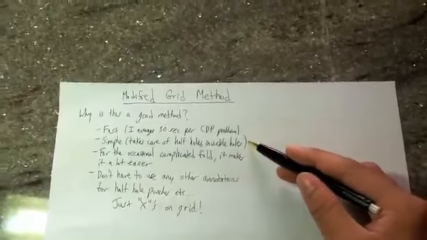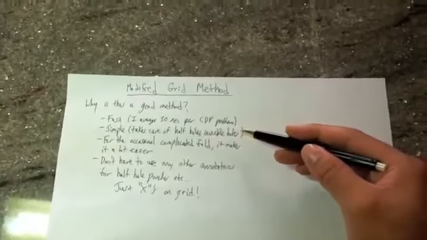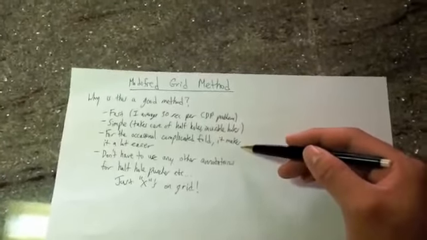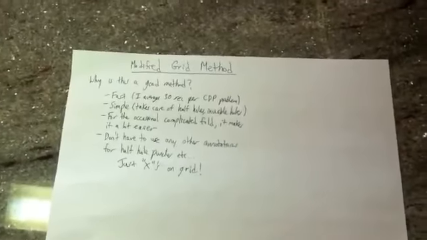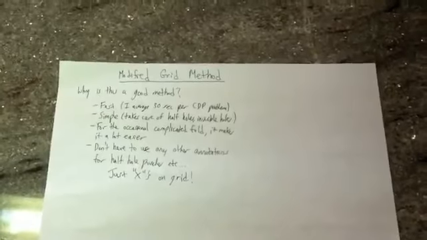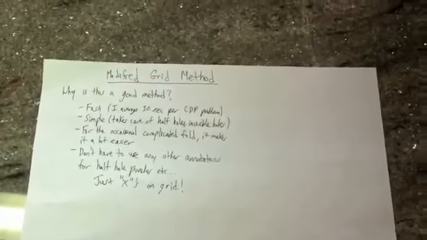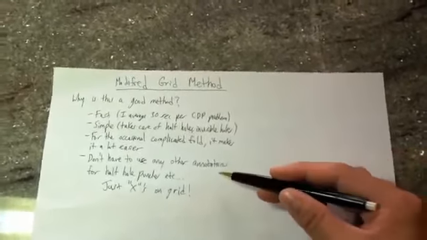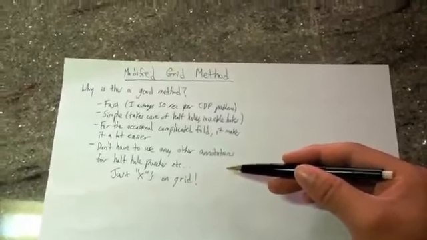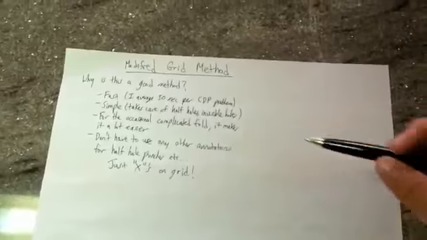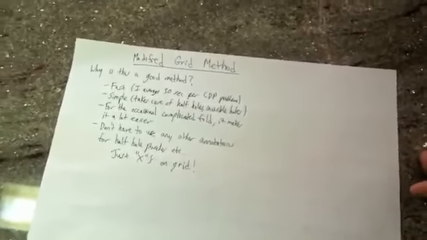Okay, this method is simple. It takes care of the half holes, the invisible holes, all that. Occasionally you get this complicated fold that's kind of hard to visualize. Well, with this method, it makes it a lot easier for those types of folds. And lastly, the only thing that you'll be putting on the grid are the X's. You won't need excess annotations to signify half holes or anything like that.